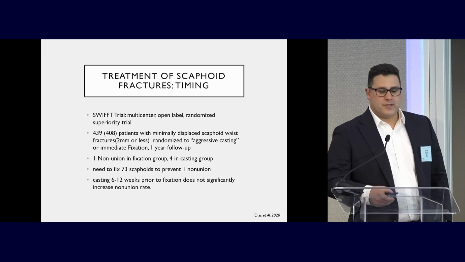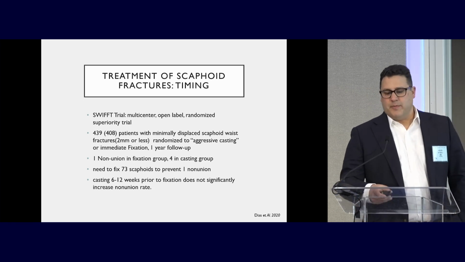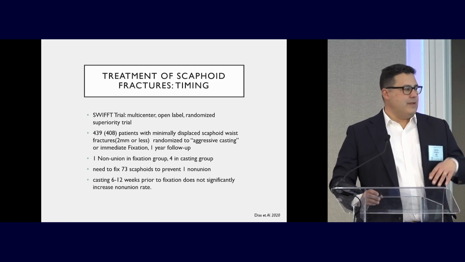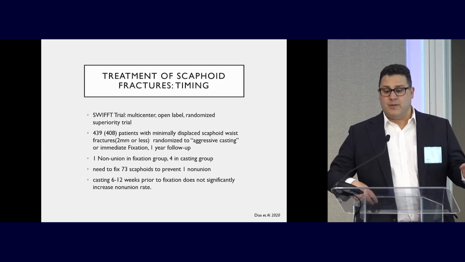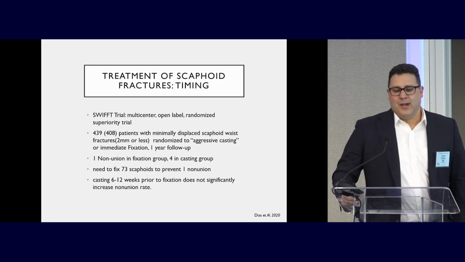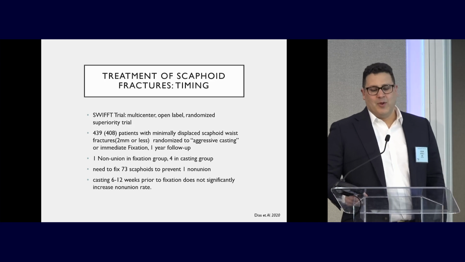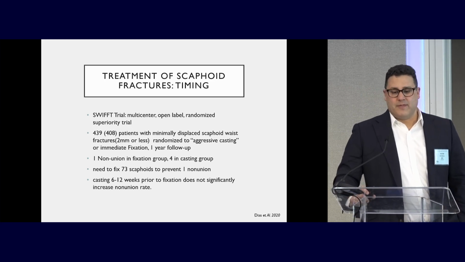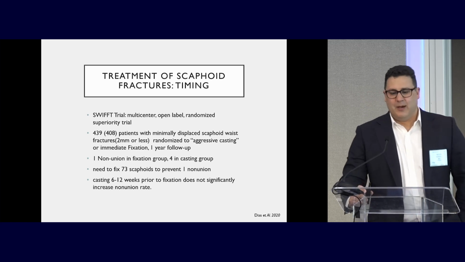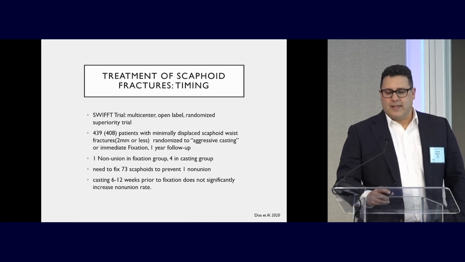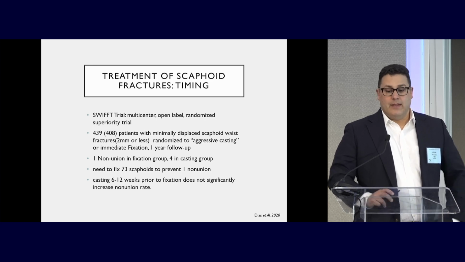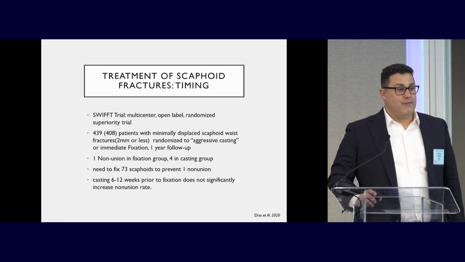In the study, they took a very large group of patients, over 400, and randomly distributed them into either immediate fixation or aggressive casting. I don't really know what that means. These were all minimally displaced scaphoid waist fractures, and they followed them for a year. What they found is that in the fixation group, they only had 1 non-union, and in the aggressive casting group, they had 4 non-unions.